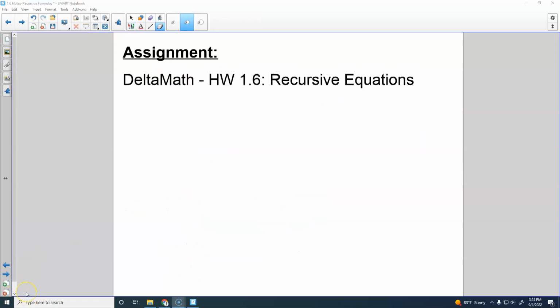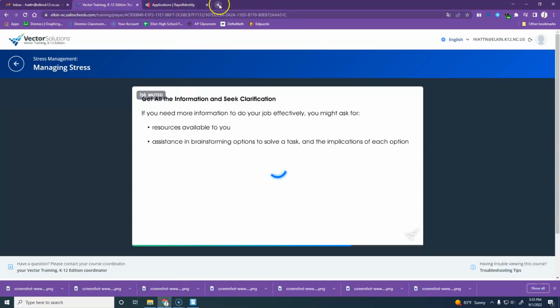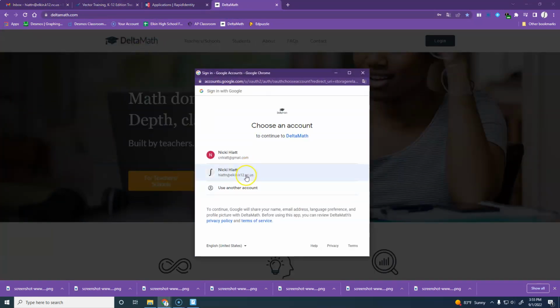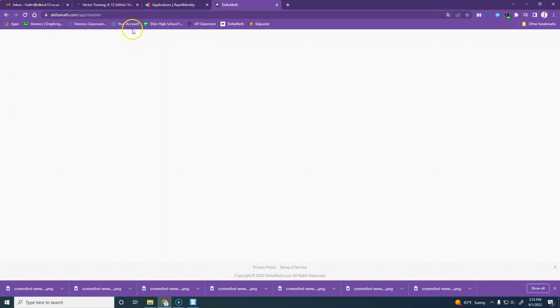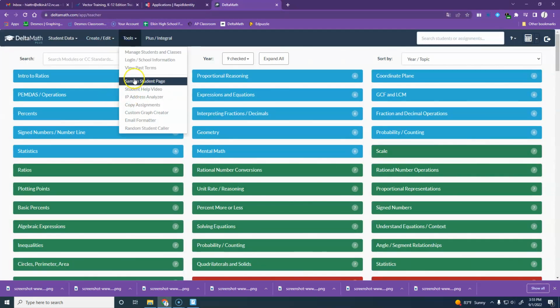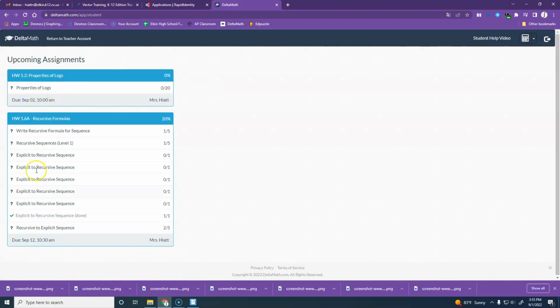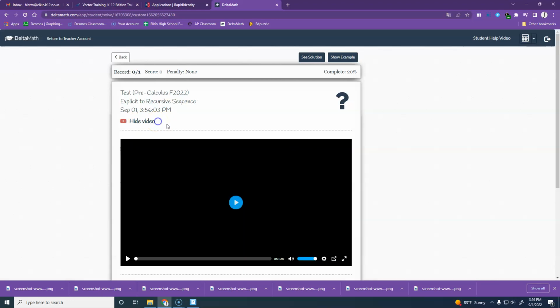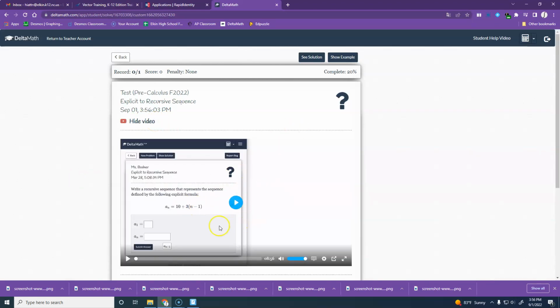The assignment is going to be on Delta Math. It is homework 1.6 recursive equations. It has questions similar to the ones that you have just seen. Also, while you're on Delta Math, just a note that there are help videos that you can look at. So let me go to the sample student page for you guys. Whenever you are looking at, let's say, this question right here, there is a help video right here. So if you are stuck on this, you can watch that help video that will show you how to do some of these problems.